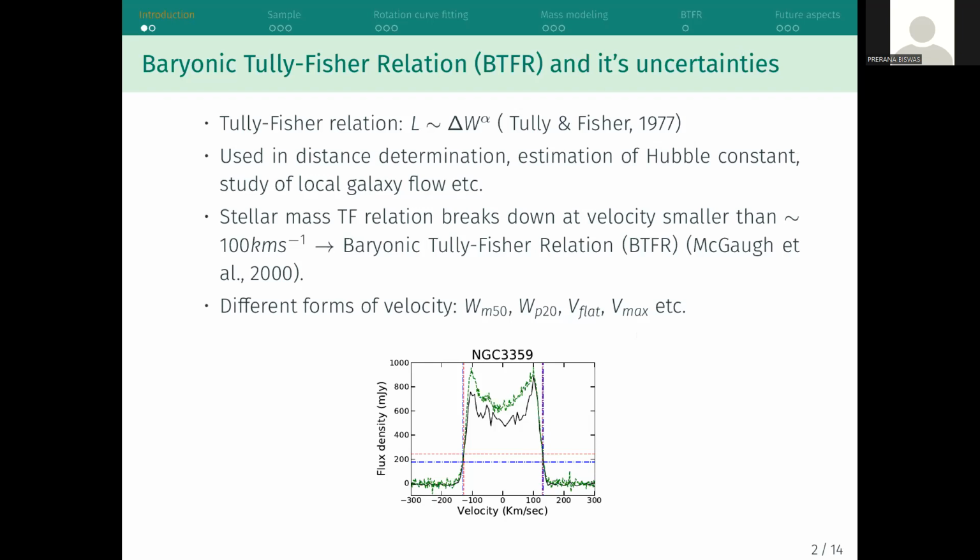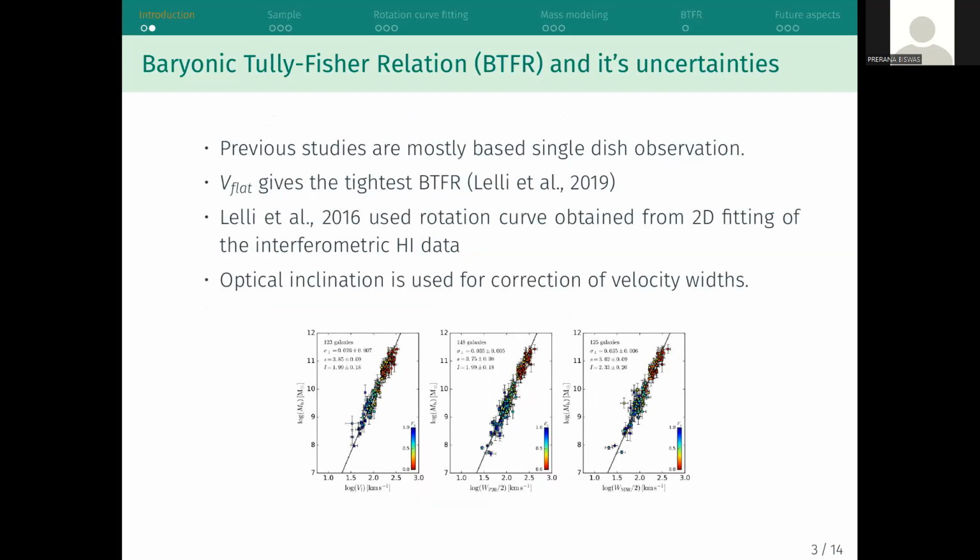But using these different kinds of velocity gives different slopes and intercepts in the baryonic Tully-Fisher relation, and thus we get different scatters in the baryonic Tully-Fisher relations. All right.